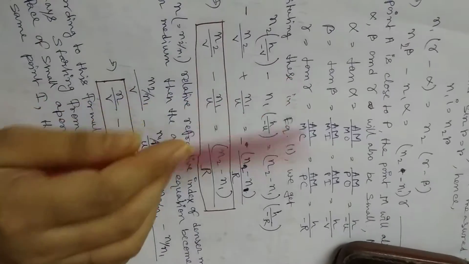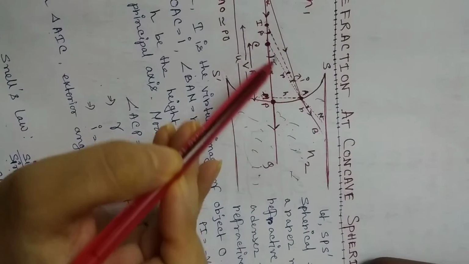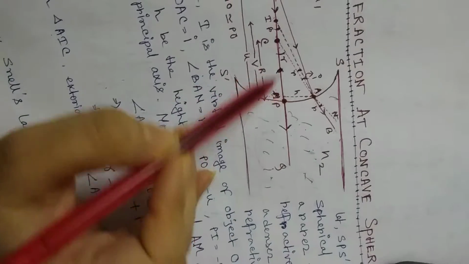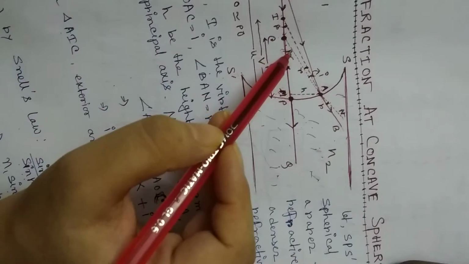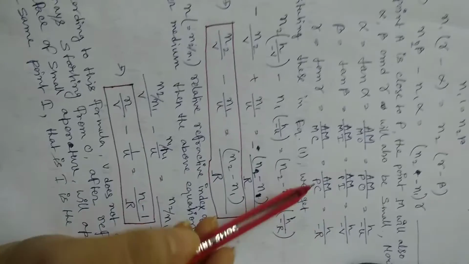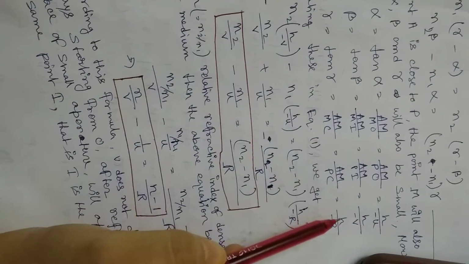Gamma equals tan gamma, and from this right angle triangle ACM, we can write tan gamma equals AM by MC, and we can replace MC by PC. So that means tan gamma equals AM by PC, which equals h by minus r, because PC is the radius of curvature of this sphere.